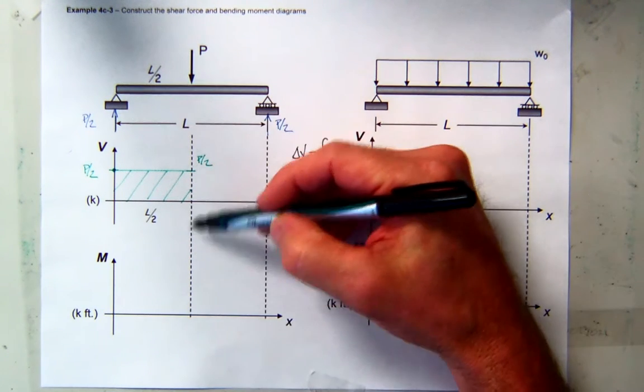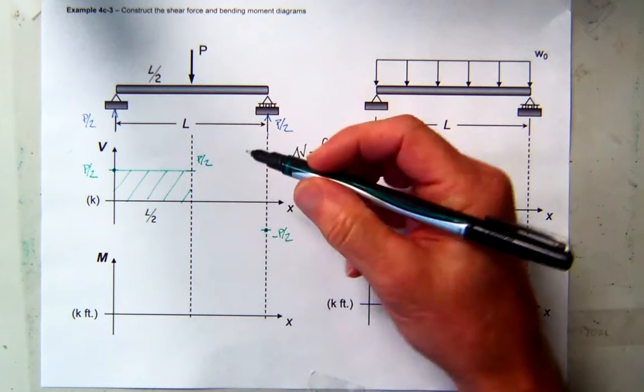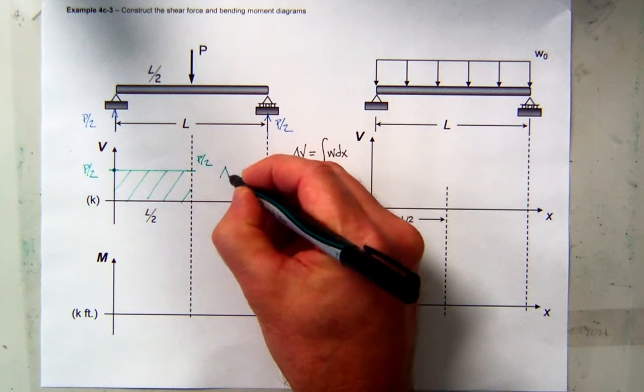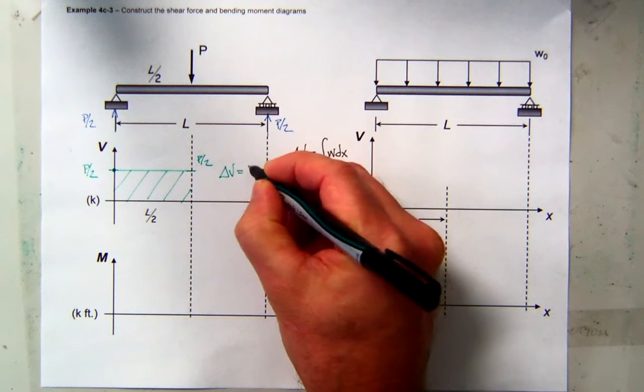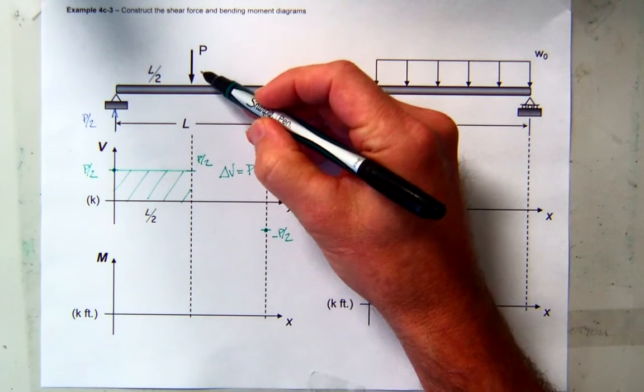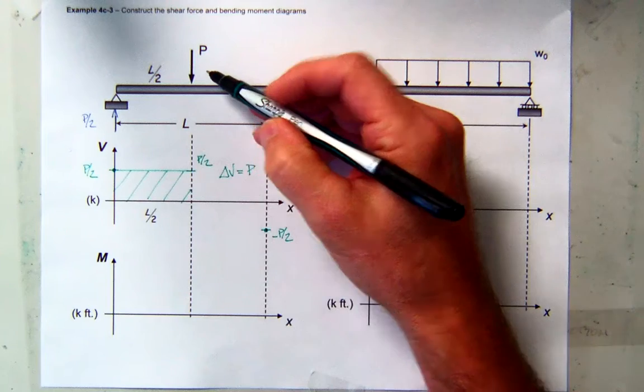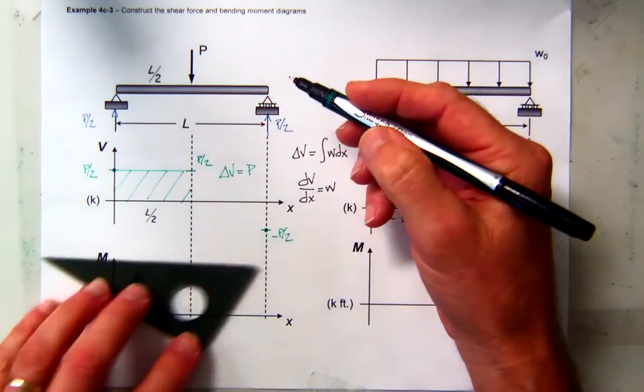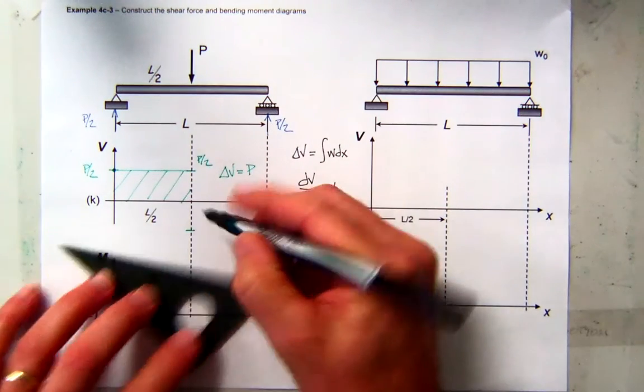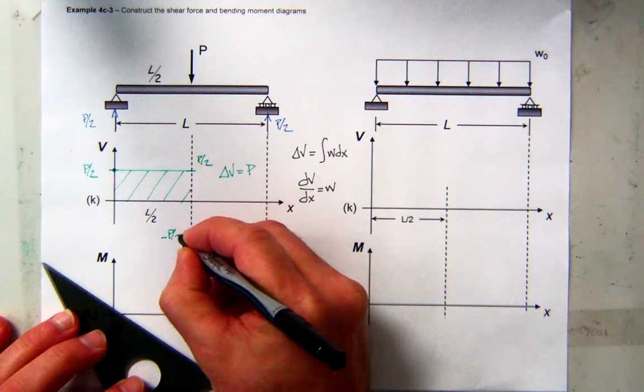Now, as I go from the left side to just to the right side of this force P, what happens to my shear? Yeah, remember also that the change in shear is equal to the value of the load. The value of load there is minus P. So P over 2 minus P gets me to minus P over 2.